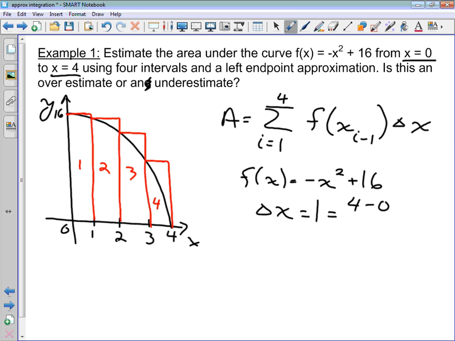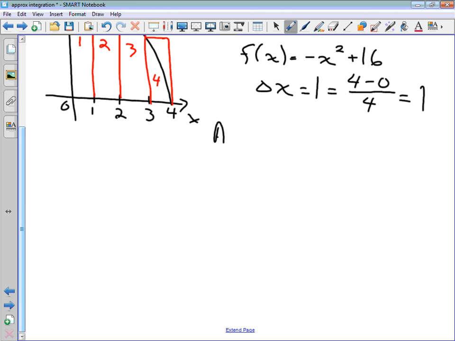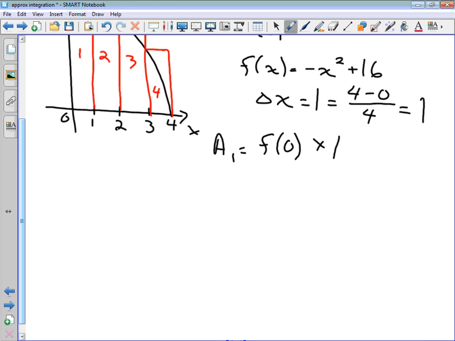So we want to do our entire range here, 4 minus 0, and we wanted to use 4 intervals. So delta x has to be the entire range divided by the number of intervals. Each one is just going to be 1. Now, how are we going to do this sum? Well, I would say just break it up and do it area by area. A1 is going to be f at 0 times 1. What is f at 0? Well, we sub that in. We get 16 times 1 equals 16.